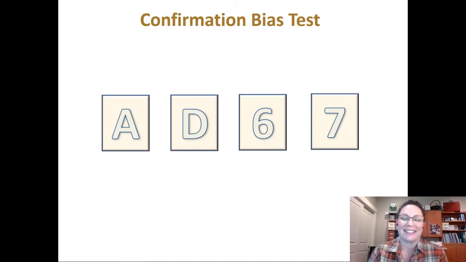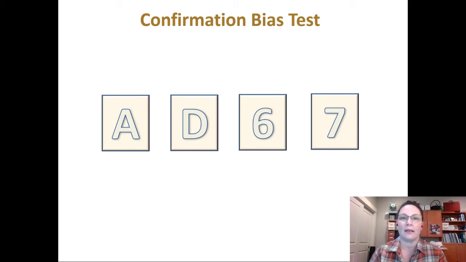Let's do a little test. All right, so we have 4 cards in front of us. You're seeing one side of the cards, right? So you're seeing an A, a D, a 6, and a 7. Each of those cards on the reverse has the opposite kind of character on it. So if you're seeing a letter right now, on the back is a number. If you're seeing a number right now, on the back is a letter. In fact, the whole universe of possible things that can exist are A's, D's, 6s, and 7s. That's all that can be on these cards.